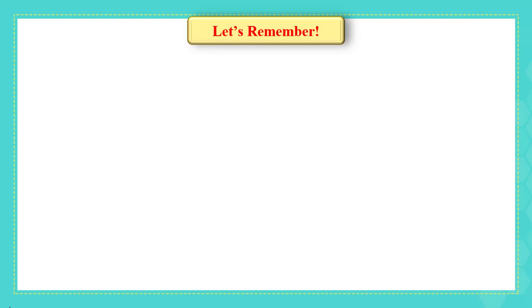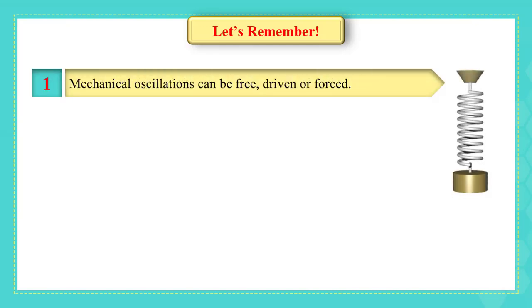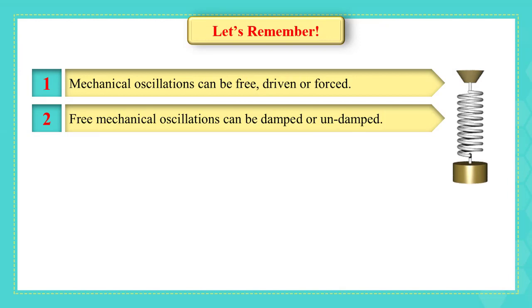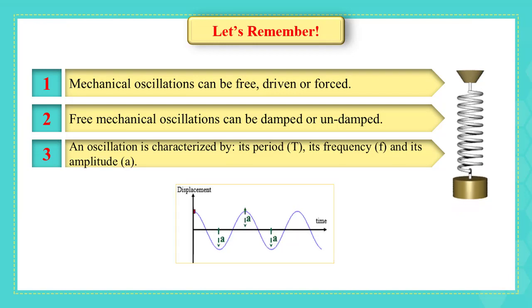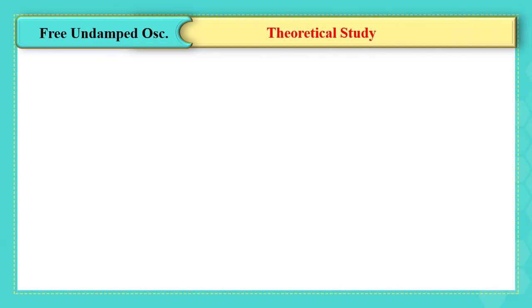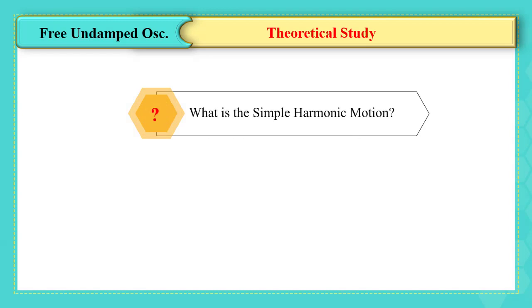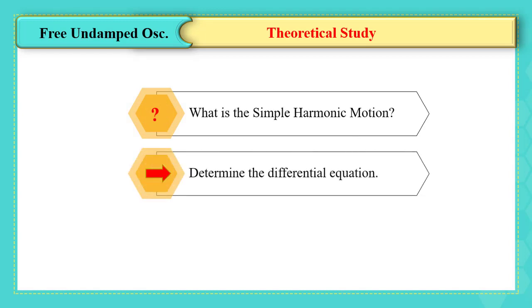We said that mechanical oscillations can be free, driven, or forced. Free mechanical oscillations can be damped or undamped. Finally, we said that an oscillation is characterized by its period, its frequency, and its amplitude. To study the free undamped oscillations, we're going to ask first some questions like, what is a simple harmonic motion?